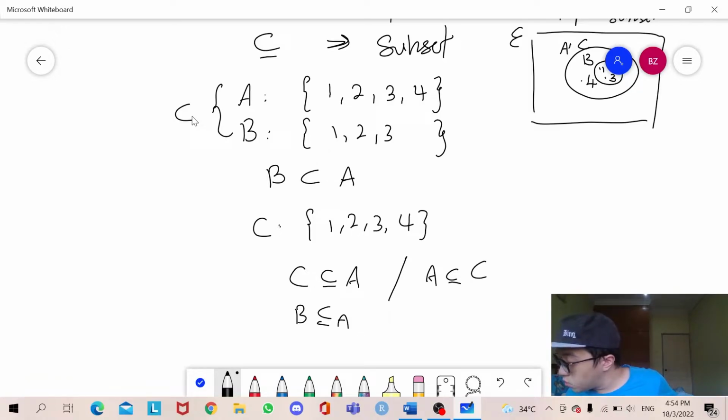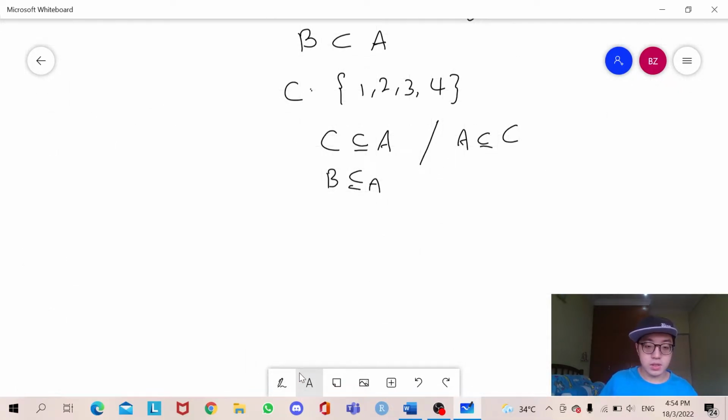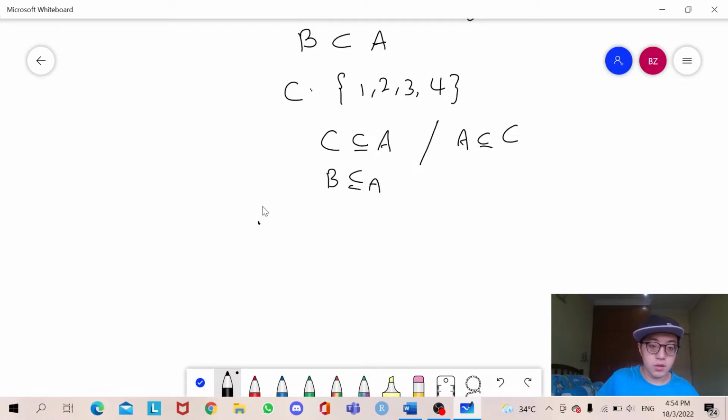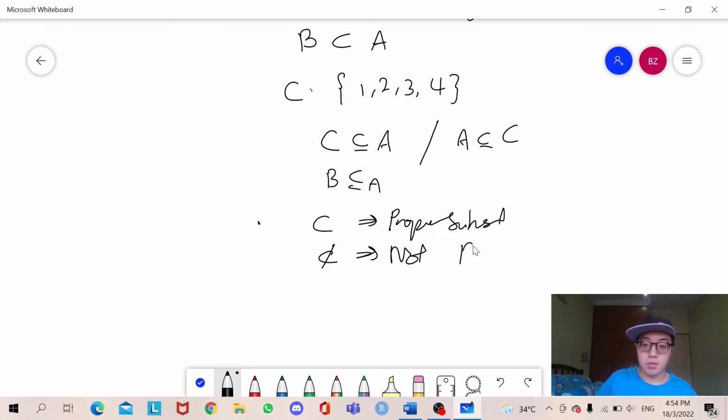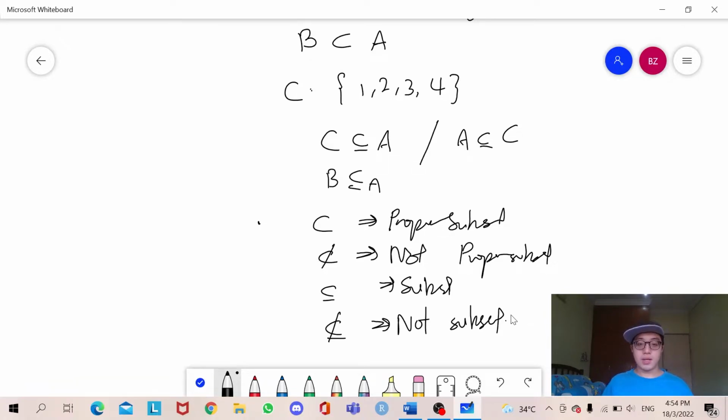So we will next go to the complements of subset and proper subset. If this means a proper subset, then this means it's not a proper subset. And the same goes for subset and not a subset. So this is the difference between both of them.